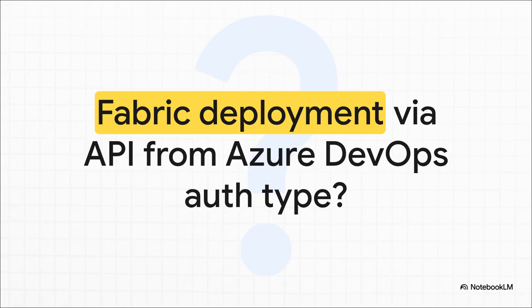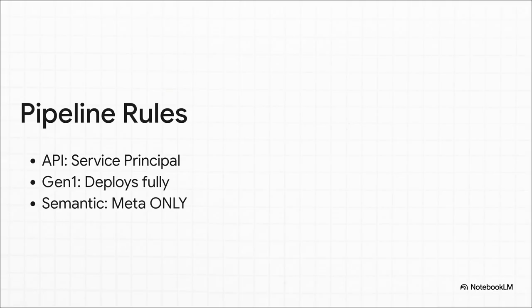So here is a critical infrastructure question you are almost guaranteed to see. Let's say you're automating a Fabric deployment pipeline by triggering it via an API call directly from an Azure DevOps pipeline. What specific type of authentication must you use to bridge those two systems securely? You must use a service principal for that API authentication.